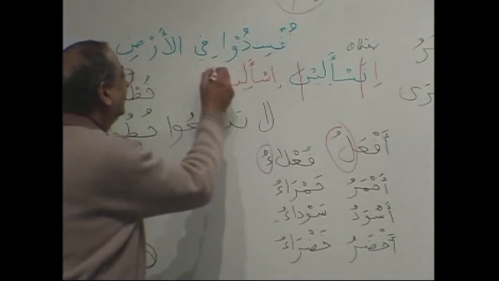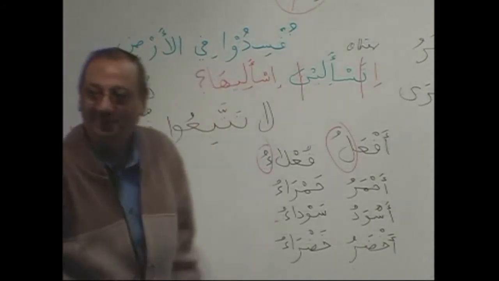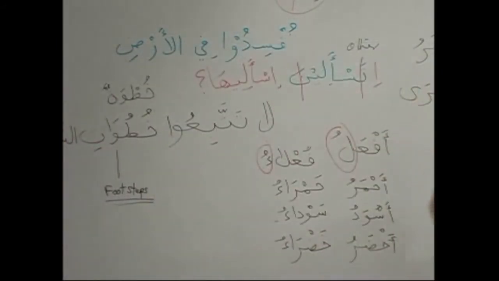And what is this? Mafulun bihi. Ha goes to the mother. Is'aliha. Ask her. Okay. Ha goes to the mother. Is'aliha. Ask her. Okay. Takhruju. She leaves. Thumma tadkhulu. And then she enters. Ba'da qalil. After a little while. Hiya takulu.